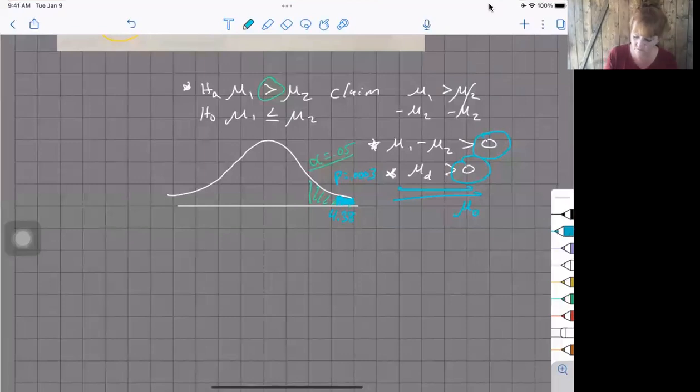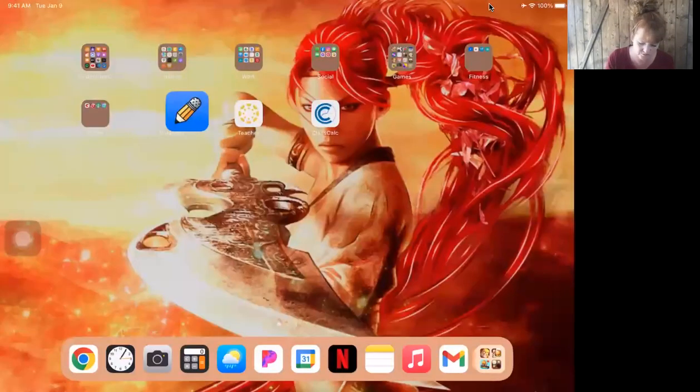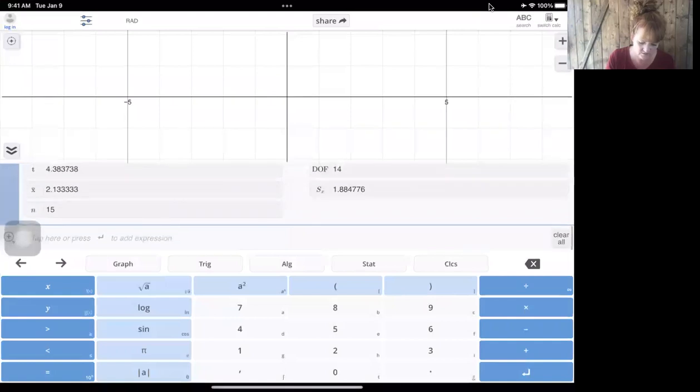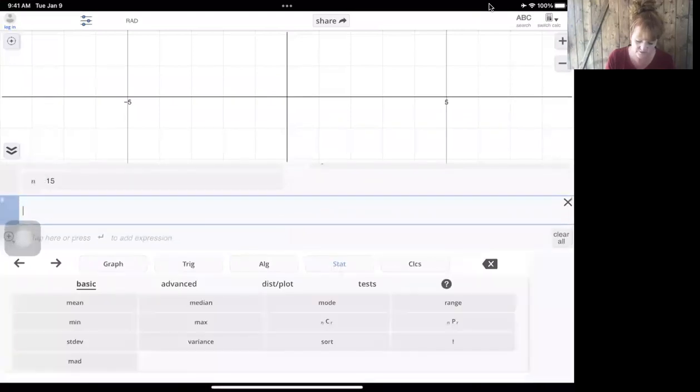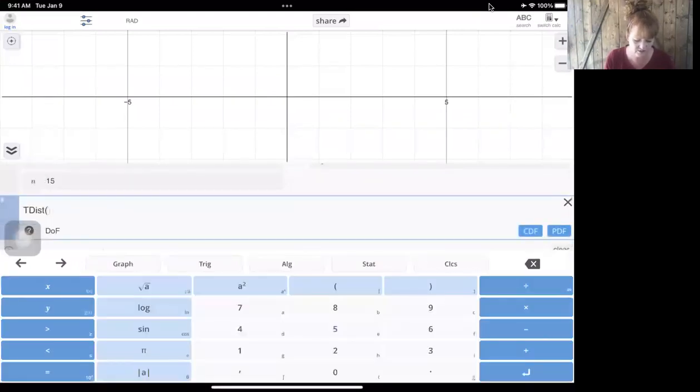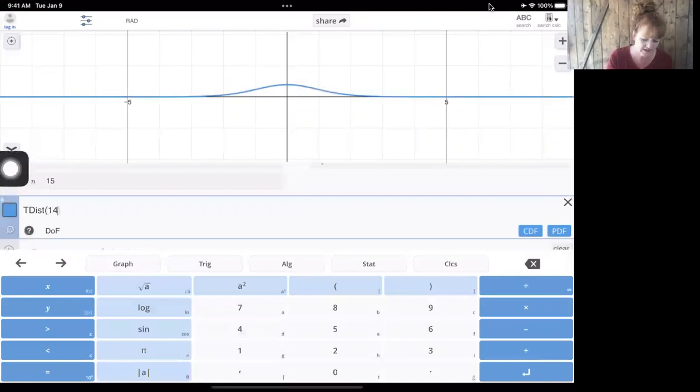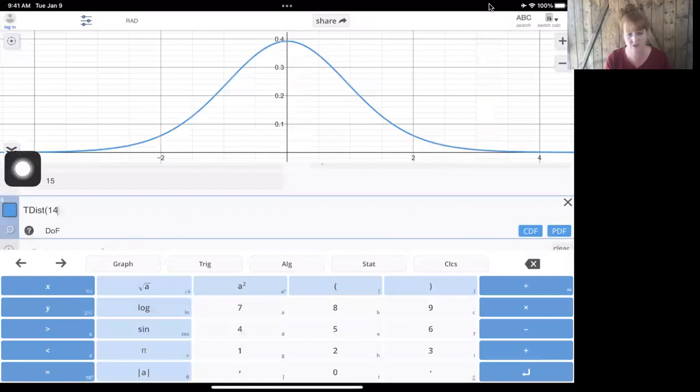Okay, and then we want to know, how do I find my critical value, my T critical? Well, that's going to be your inverse T on your TI, and it's going to be in stat, distribution, T distribution. My degrees of freedom are one less than my sample size. My sample size is 15, so I'm entering 14. That gives me my specific T curve.